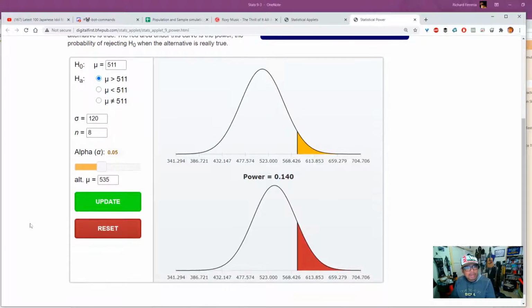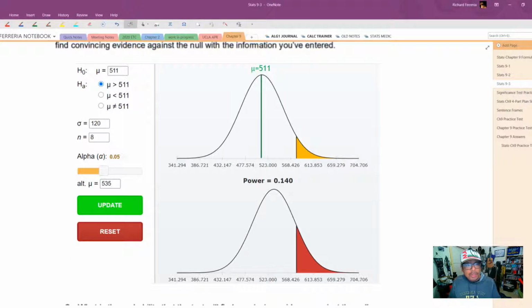535. And here are the 2 different curves that could be. Now, this first curve over here is going to be the curve where 511 is the mean. Let's go ahead and copy and paste this so I can notate. So the first thing we're going to notice is the curve on top has the mean of 511, and that is from our null hypothesis. The next thing to notice is that our alpha level was 0.05, so the orange area right here has an area of 0.05.